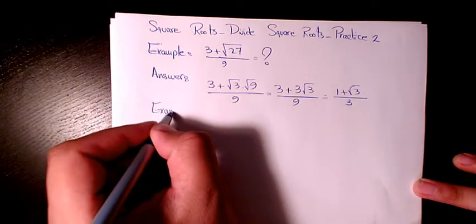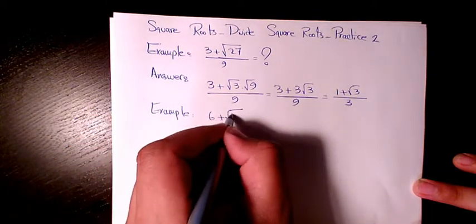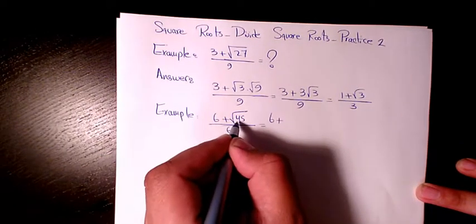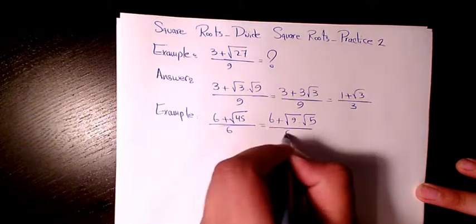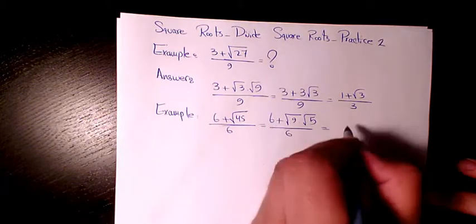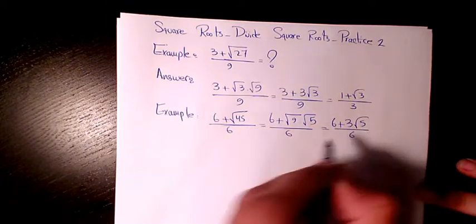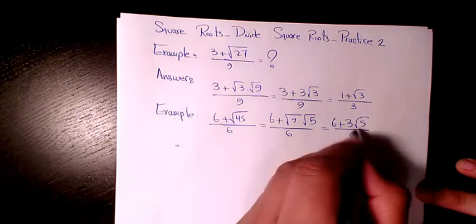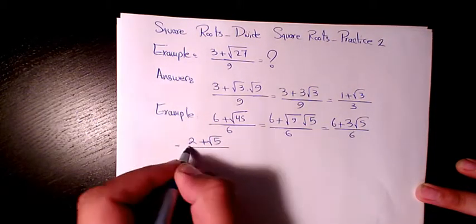Next example is 6 plus root 45, divided by 6. So 45 is 9 times 5. It's going to be the square root of 9 times the square root of 5, divided by 6. Then the square root of 9 is 3, so 6 plus 3 root 5 divided by 6. If you divide everything by 3, it's going to be 2 plus root 5 divided by 2.